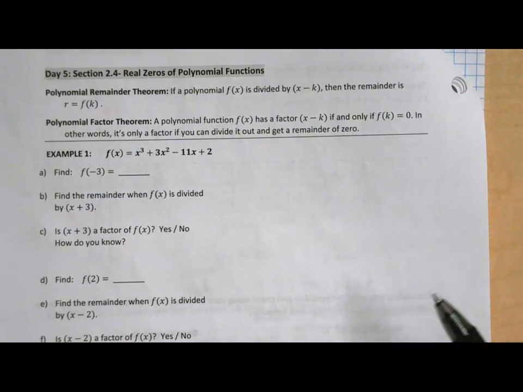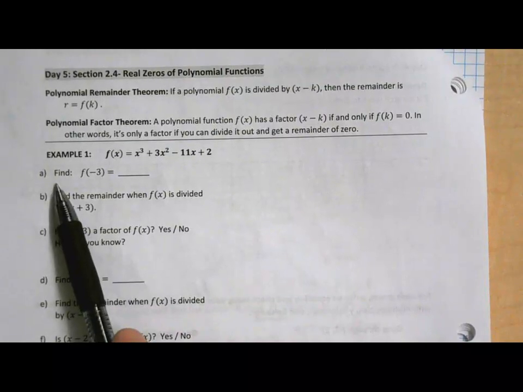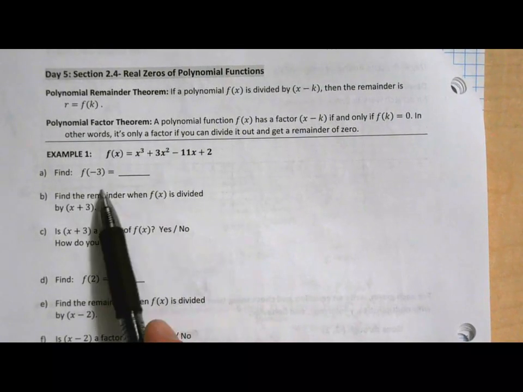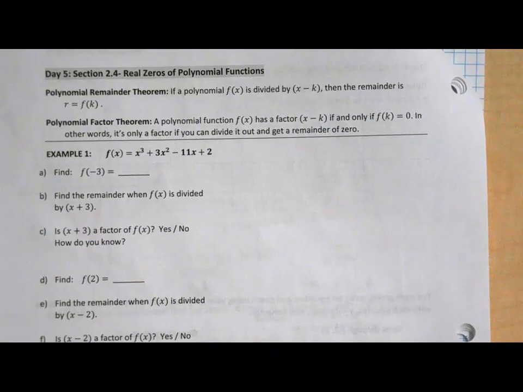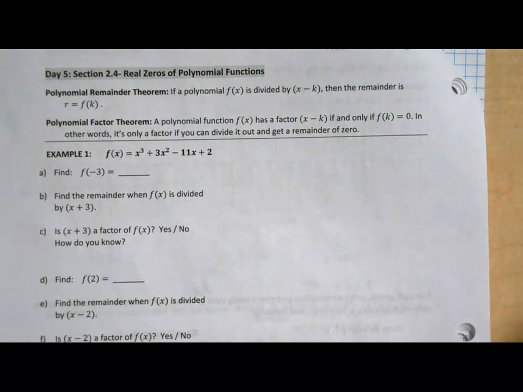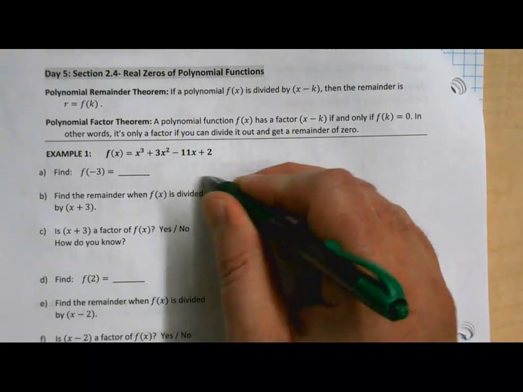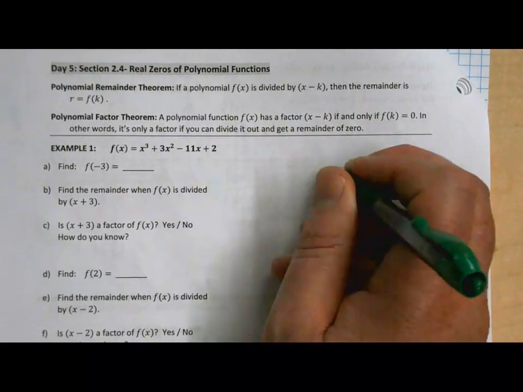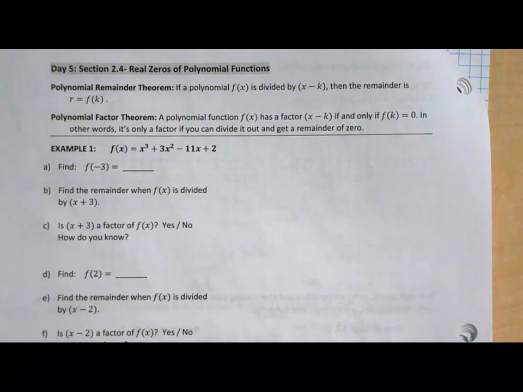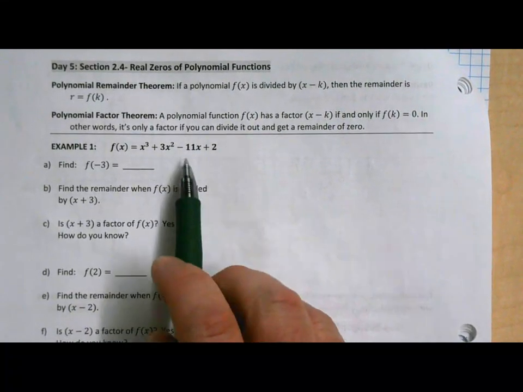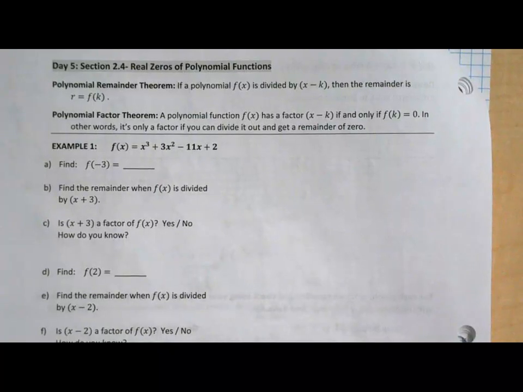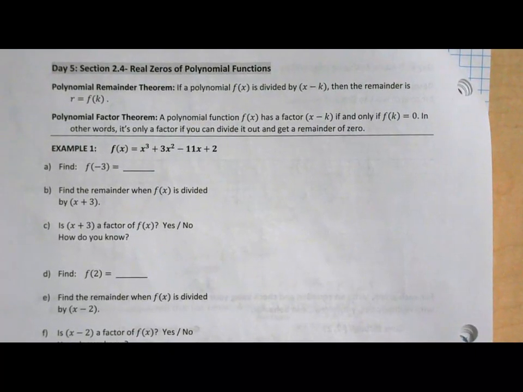To start off, look at part A here. I've given you a function, and I'm asking you to find f of negative 3. We're going to use our calculators to do this, but if you were in an Algebra 1 class and I asked you to show me one step, could you write the one step off to the side here, and then find a value for me? Find f of negative 3 for this function.